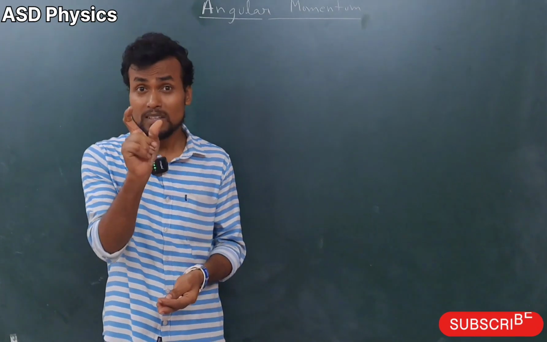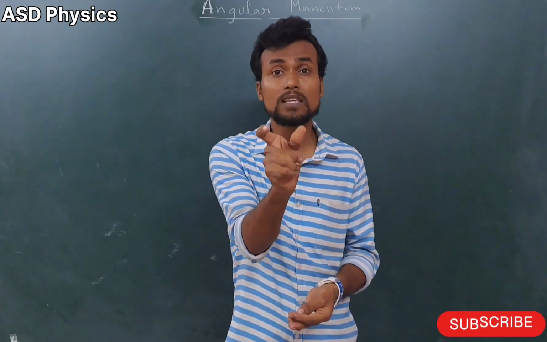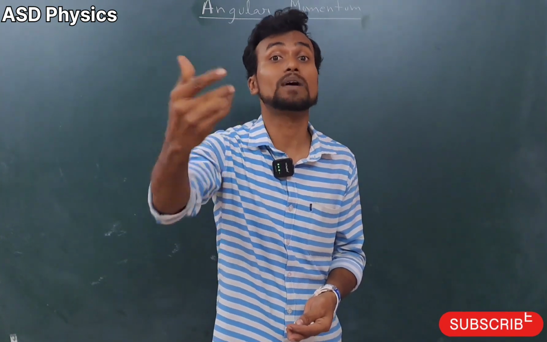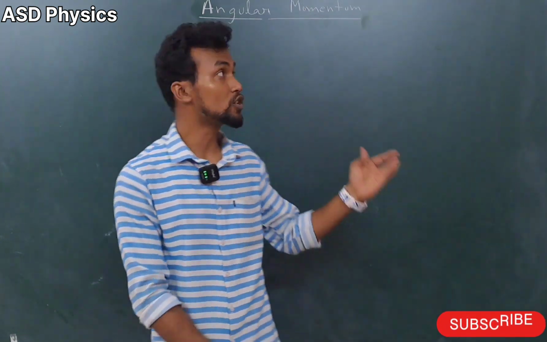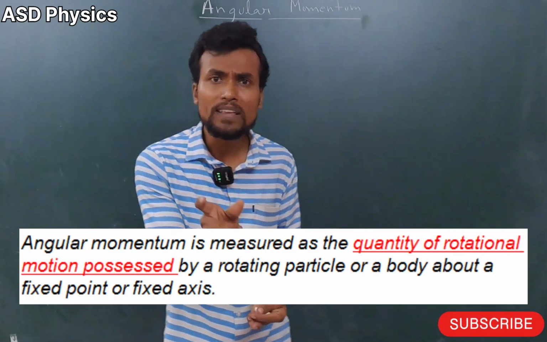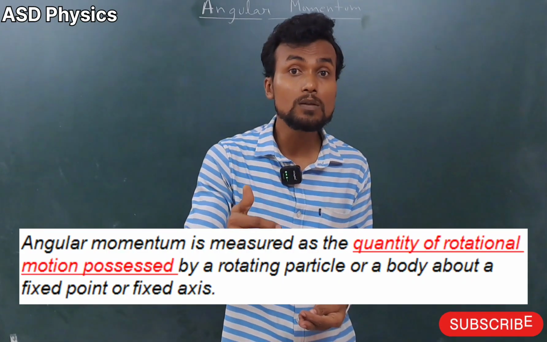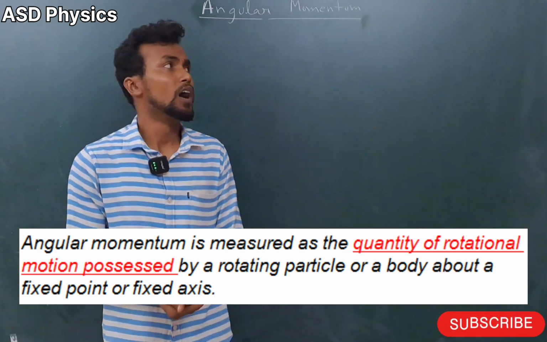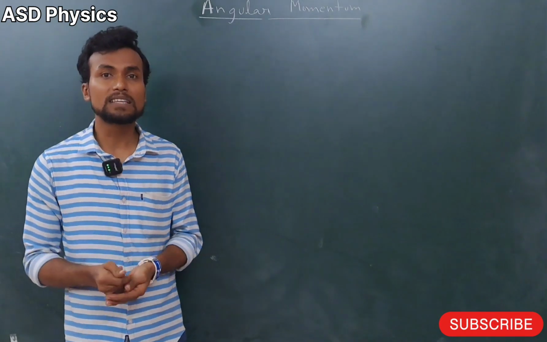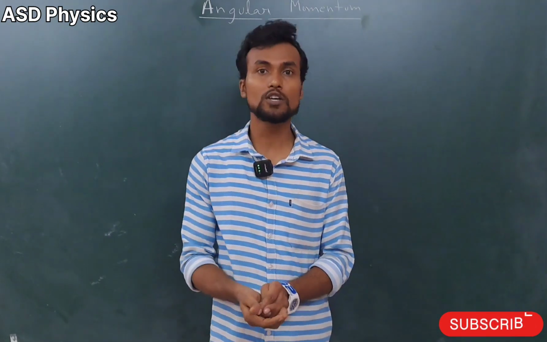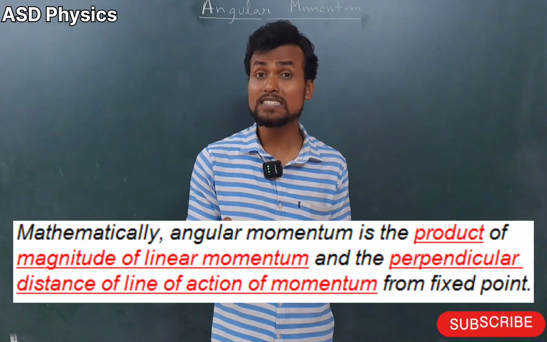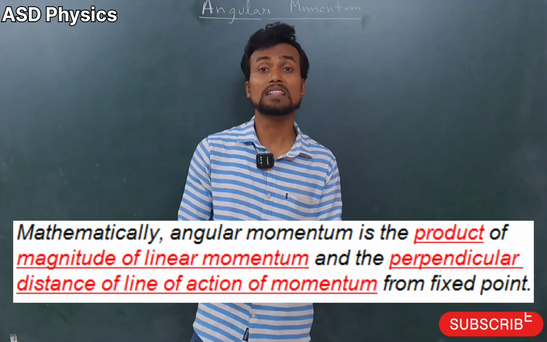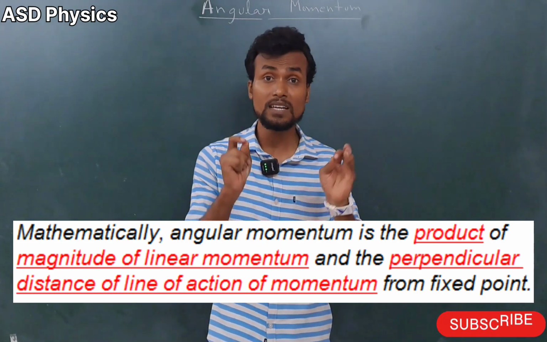If we talk about the basics of linear momentum, linear momentum means the quantity of translational motion possessed by a body. In the same way, angular momentum means the quantity of rotational motion possessed by a body. Now, if we define this mathematically, kindly listen very carefully, the definition will appear on your screen also. Mathematically it is the product of the magnitude of linear momentum and the perpendicular distance of the line of action of linear momentum from the fixed point.